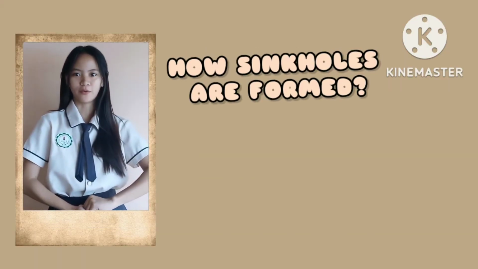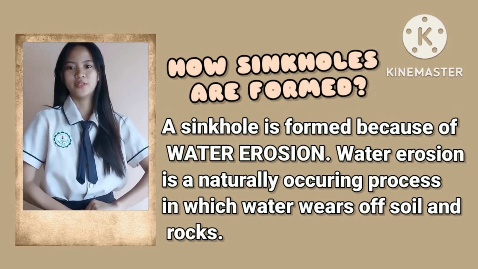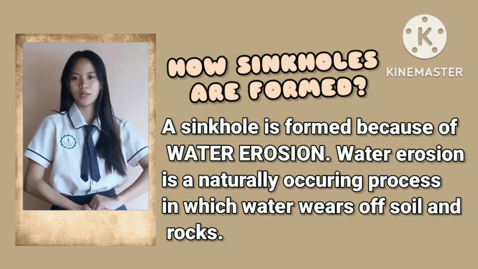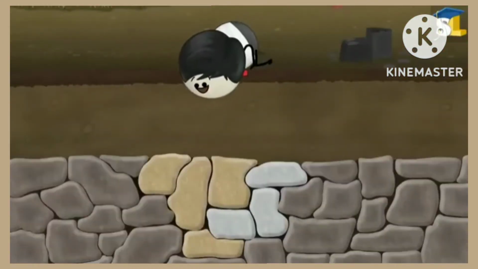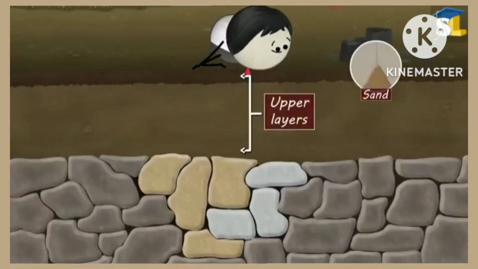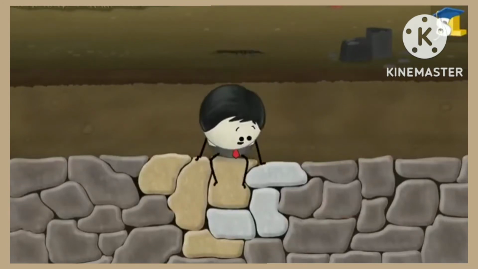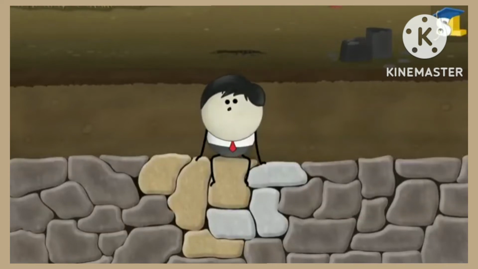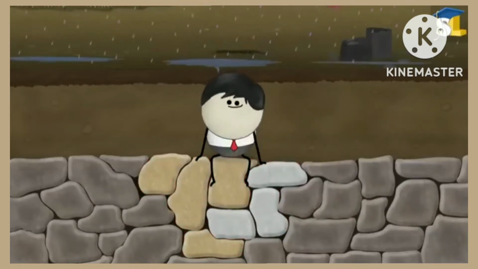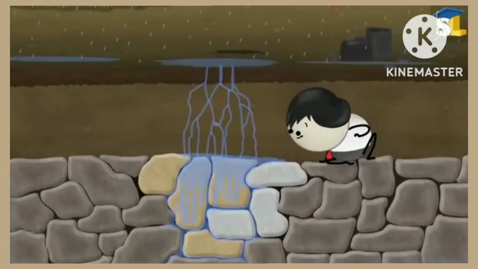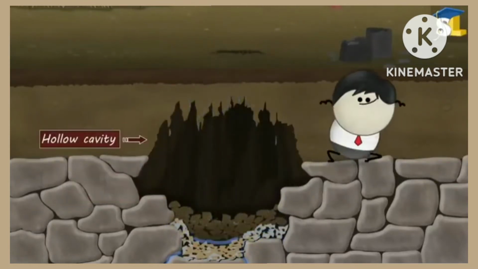How sinkholes are formed. A sinkhole is formed because of water erosion. Water erosion is a naturally occurring process in which water wears off soil and rocks. Explanation. The upper layer of the soil comprises sand and clay, etc., while the bottommost layer is called bedrock, which has rocks. Generally, sinkholes form in places where the bedrock layer has rocks made up of limestone or dolomite. When rain falls, it seeps into the soil, reaching the bedrock. Over time, the water dissolves these rocks and thus erodes them, forming hollow cavities.